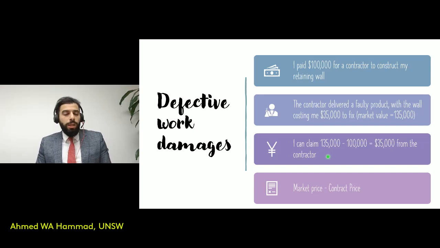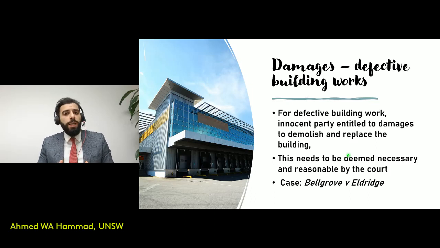In terms of the damages that I can claim from the contractor, it would be market price, which is $135,000, how much I paid overall, minus the contract price, which is $100,000. So I can claim $35,000 in damages, and these $35,000 equate to the cost of rectifying the damage in the wall. In certain cases, the court can order for a whole building to be deconstructed and a new building to be reconstructed. And this was the case in the case highlighted on the screen.